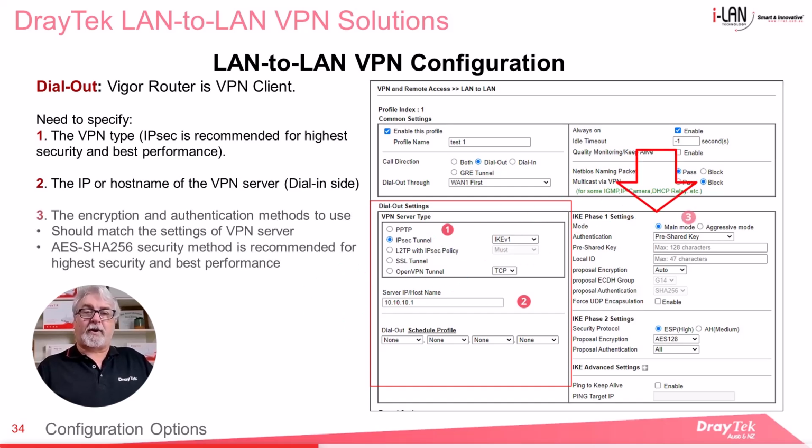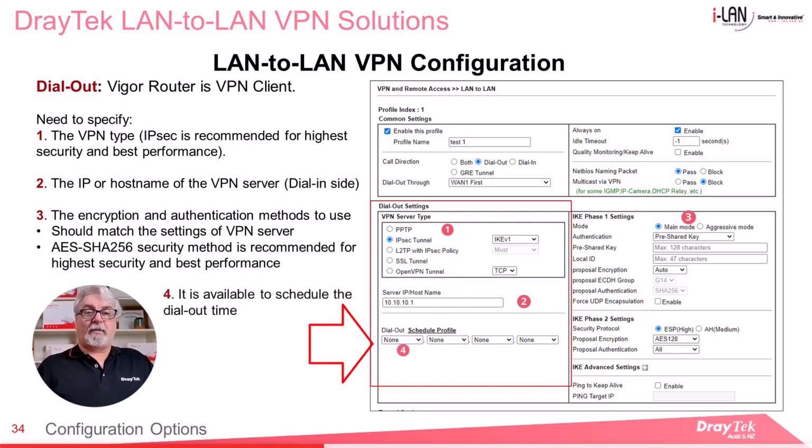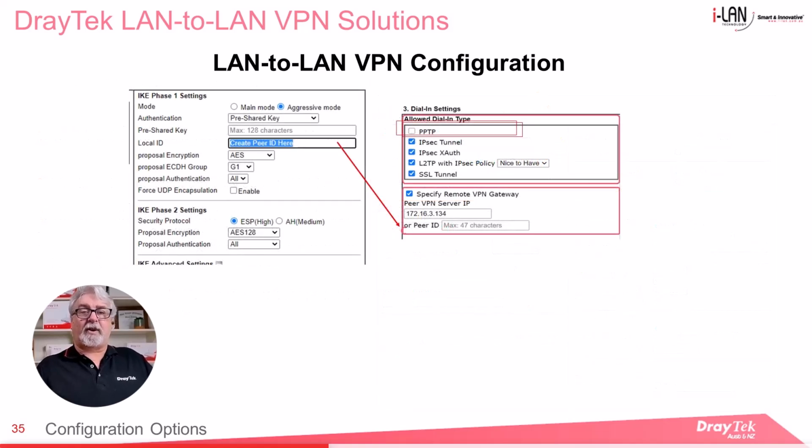We also need to specify the encryption and authentication methods to use. A couple of points to note here are that this setting should match the settings of the VPN server, and it's recommended to use AES SHA256 for the best security and performance when using IPsec. An option available in the latest firmware is to establish the VPN tunnel according to a time schedule. For dial-out, always on mode is selected to provide a stable VPN connection that will not time out due to inactivity. In the IPsec dial-out settings, you'll notice main mode and aggressive modes.